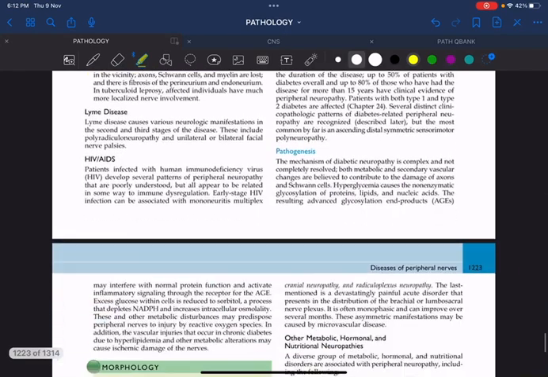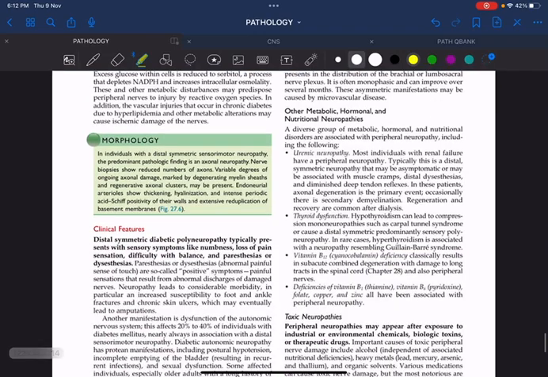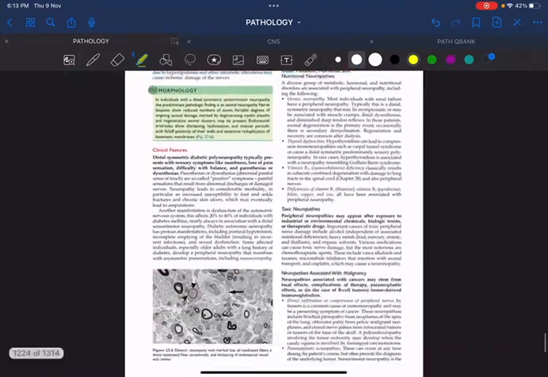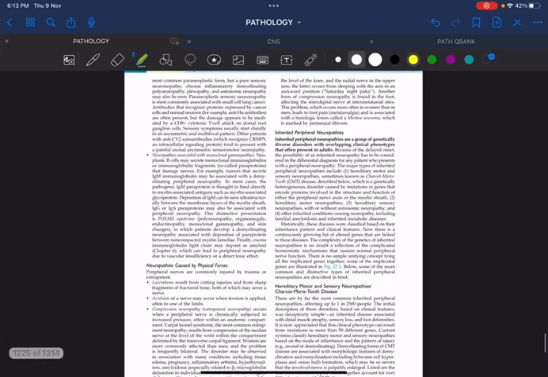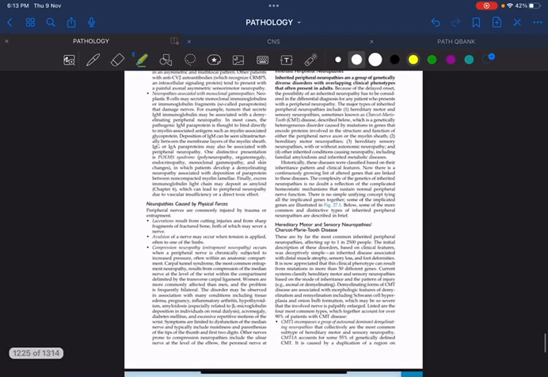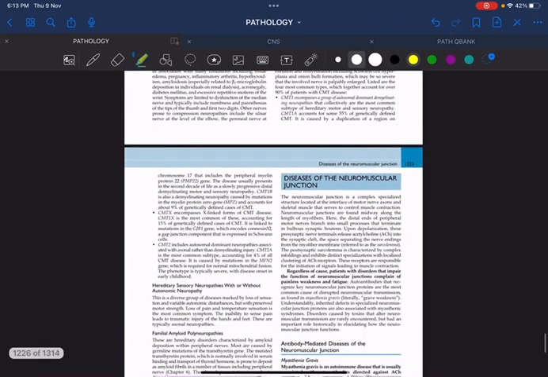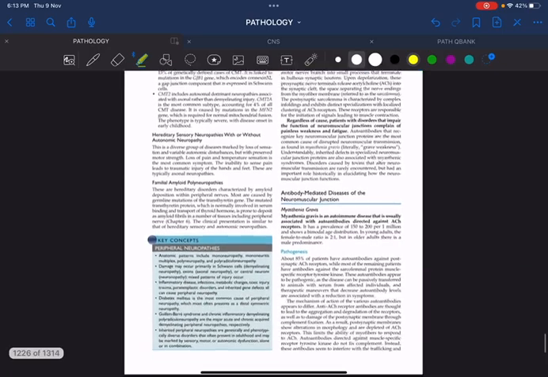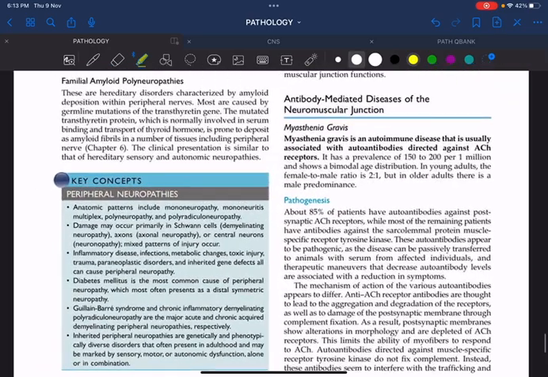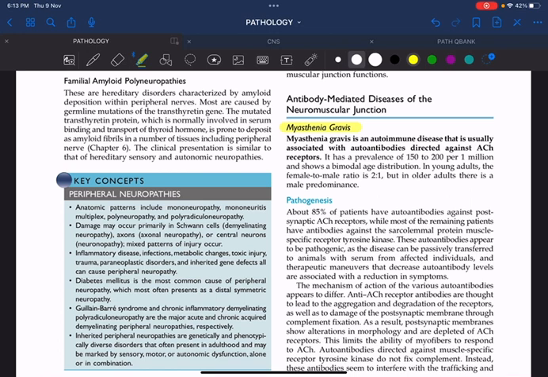Fine. And once that is done, next I would like to discuss diseases of the neuromuscular junction, out of which the most common disease that you have already studied is myasthenia gravis. I'm going to be crisp and precise in myasthenia gravis because it's a disease that you all know. So what do you mean by myasthenia gravis?